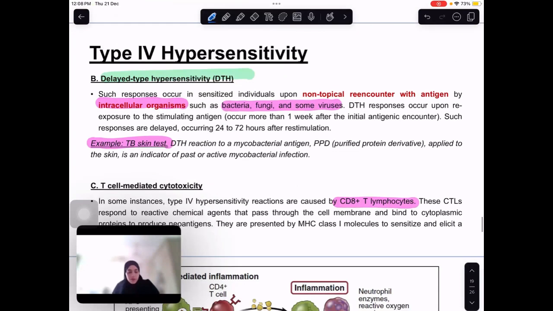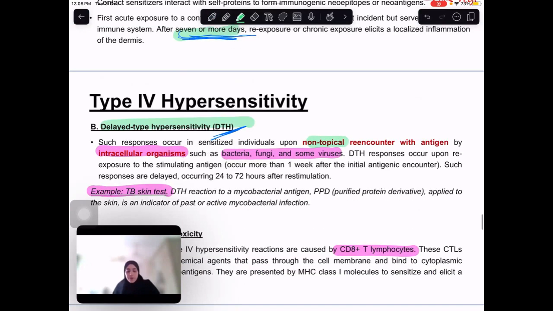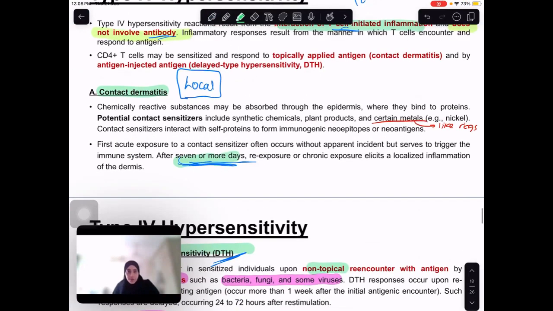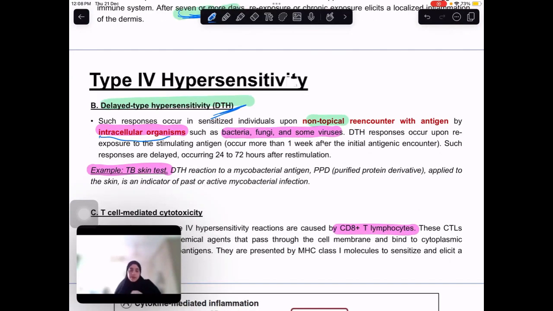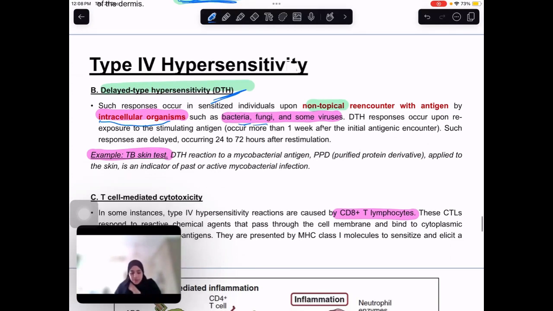Now, another type is delayed hypersensitivity. As we can see now, in this case, it's non-topical. The contact dermatitis was topical, right? It was locally on the surface of the skin. The delayed type hypersensitivity is non-topical. And now I'm going to be having the intracellular organisms. We know most of the times these are going to be involved with organisms like bacteria, the fungi, these things, right? Again, it might take some time as well.